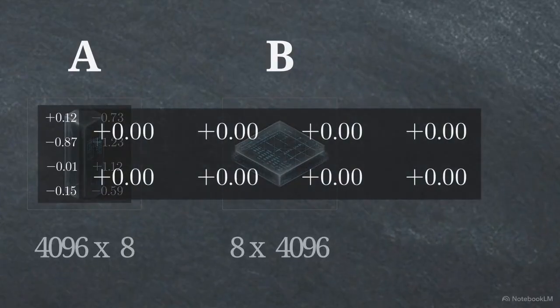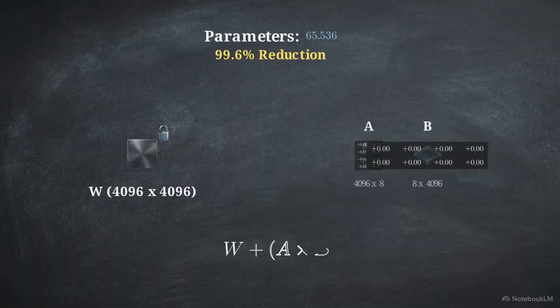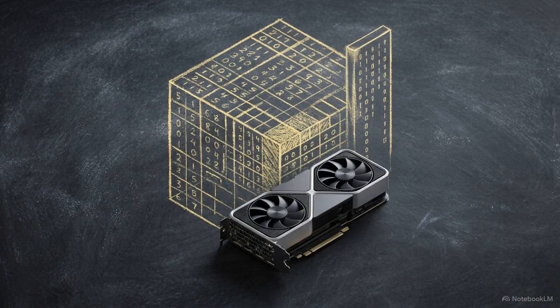The initialization of these matrices is specific. Matrix B is filled entirely with zeros before training begins. Because any matrix multiplied by a matrix of zeros results in 0, the fine-tuned model behaves exactly like the base model when training starts. This allows the model to retain its original capabilities while gradually learning new information through the smaller matrices. Once training is complete, the small matrices are added to the base weights, allowing specialized performance on standard hardware without increasing inference time.